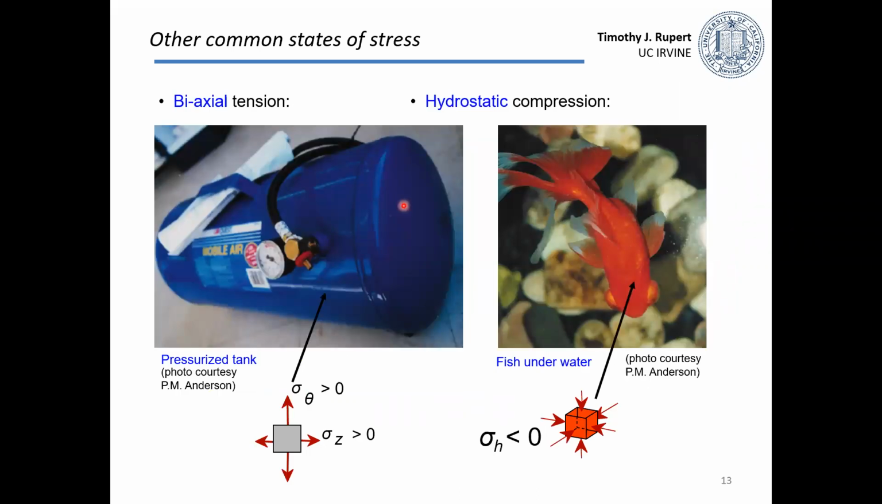We don't just have to have stress in one direction. It's also possible to have different axes of your sample deformed at the same time. A good example of biaxial tension is a pressure vessel. So it can either be a gas tank or a vacuum tank. And basically in this case, you have a stress in the longitudinal direction and then in that hoop direction, so around the circumference of this cylinder.